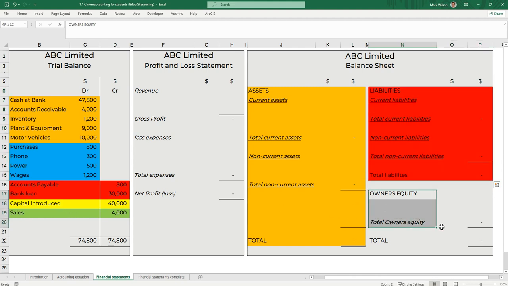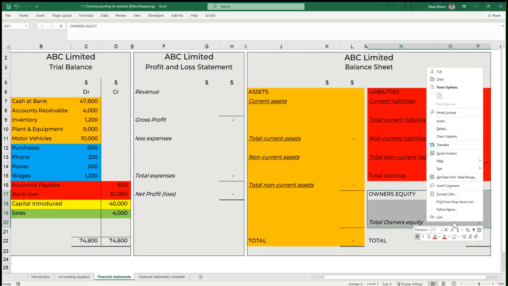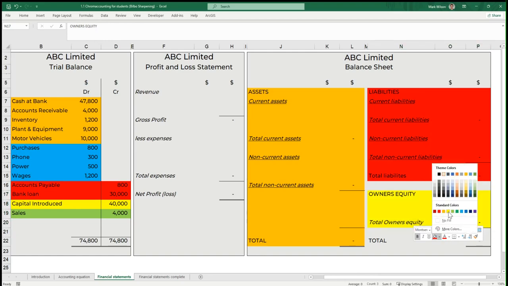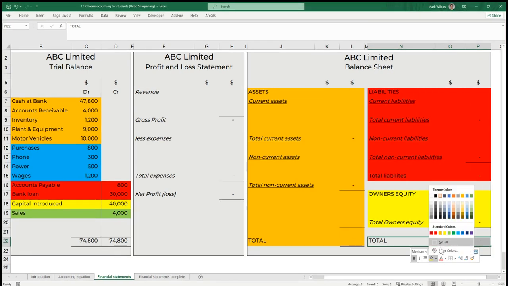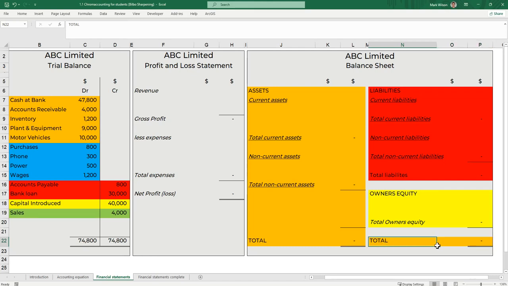The next one is owner's equity, and that's all of my yellow. And I know the total down here is the total of my liabilities plus equity, or red plus yellow. Red plus yellow is orange. So this total here of my liabilities and owner's equity will equal my total for my assets.